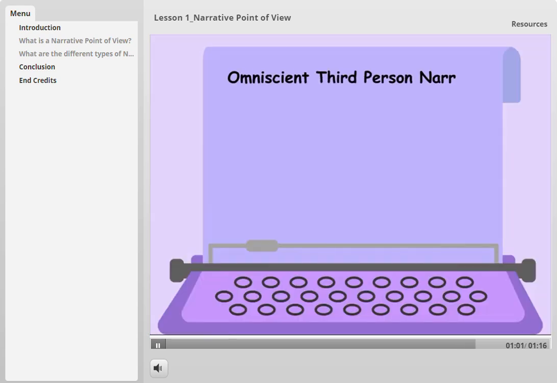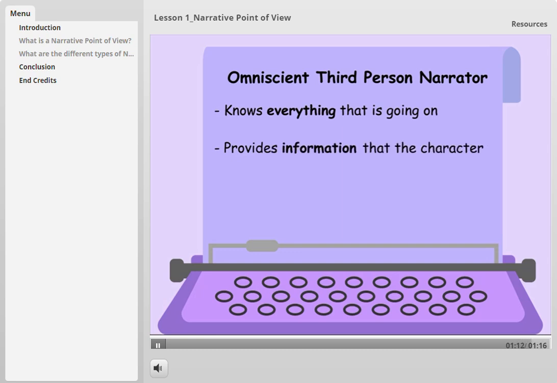Here, the narrator is not one of the characters in the story. This is an omniscient narrator, one who knows everything that is going on and provides information that the characters themselves might be unaware of.